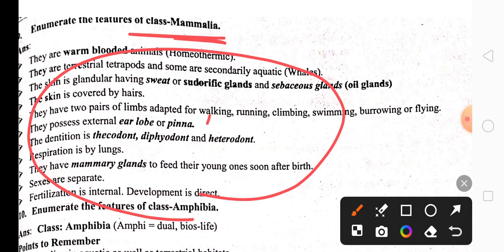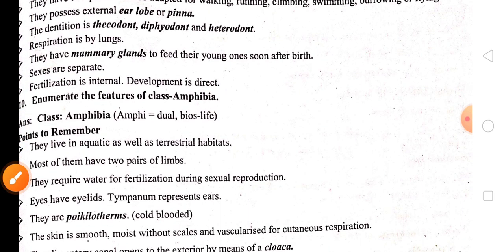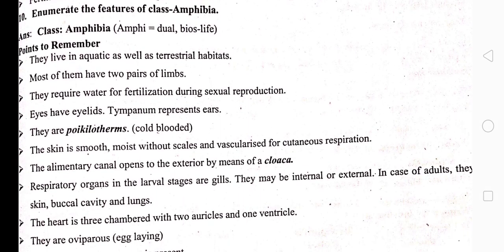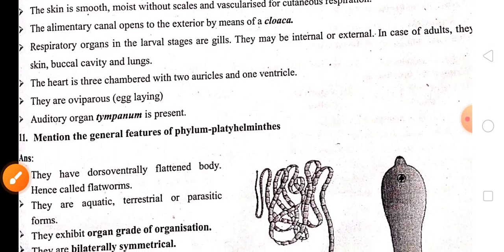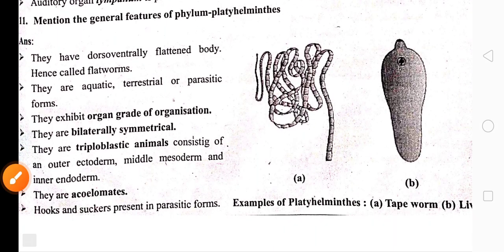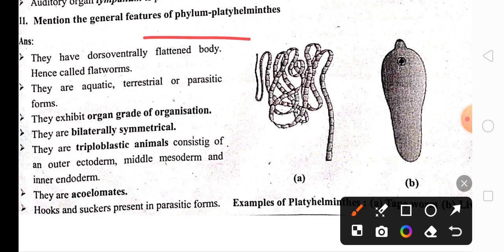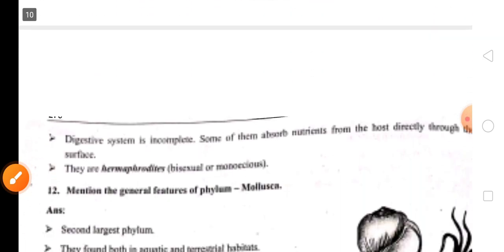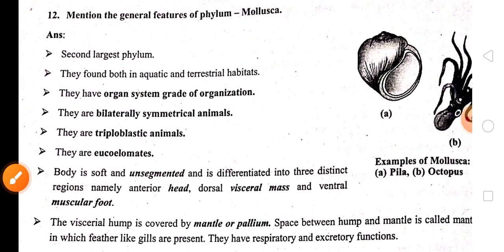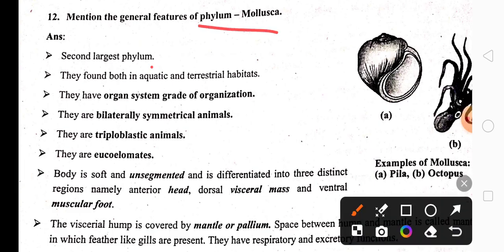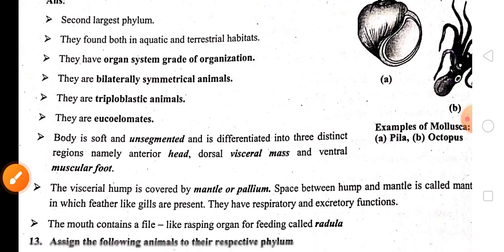Any 5 features you remember, very important for the exam. Then Amphibia. Any 5 features you remember for 5 marks. Then phylum Platyhelminthes, it is also very, very important for 3 or 5 marks. Then phylum Mollusca, it is the second largest phylum. It is also very important for 5 marks.